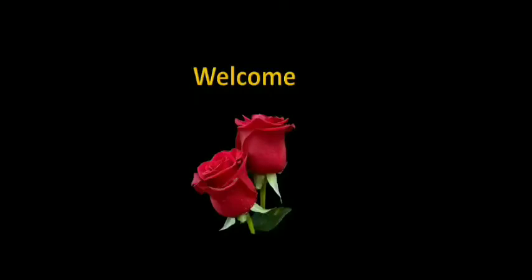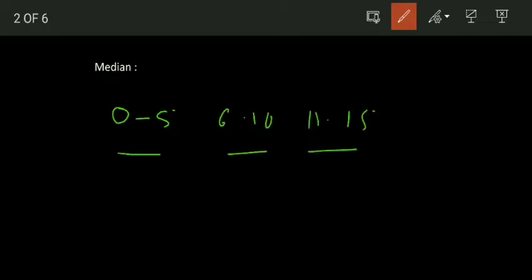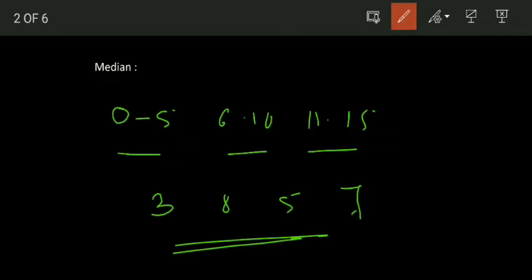Welcome all. In this session we are going to find the median of ungrouped data. So stay tuned. Before finding the median, let us know what is meant by grouped and ungrouped data. When data is in the form of intervals like 0 to 5, 6 to 10 or 11 to 15, such data is called grouped data. Or when data is individual like this, then such data is called ungrouped data.